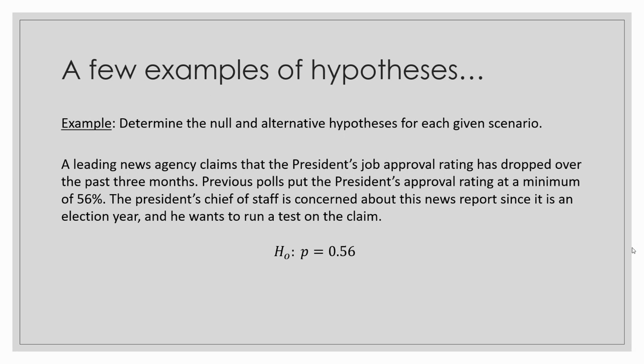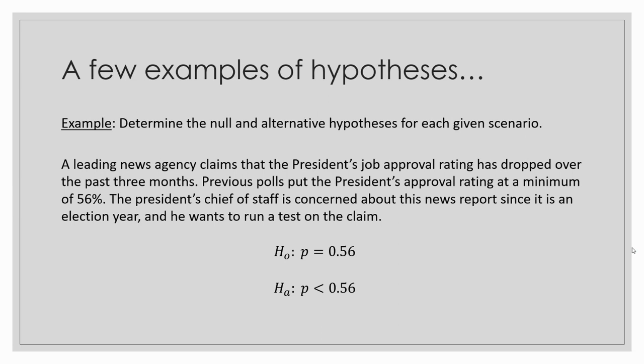Now the question is, what is the alternative? Okay, well, if you read the first sentence, it says the news agency claims or thinks that the rating has dropped in the past 3 months, and the chief of staff wants to test that claim. This means that they want to test that p is less than 0.56. So this is often the first step in a hypothesis test, is building the hypotheses.